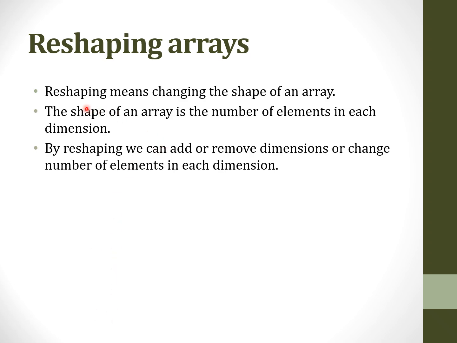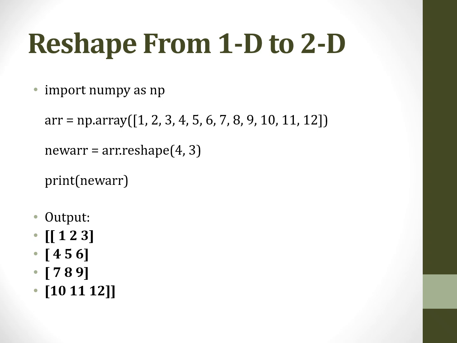So reshaping means we can change the shape of the array. The shape of the array is the number of elements in each dimension. So by means of reshaping, we can add or remove dimensions or change the number of elements in each dimension. If we want to reshape a one-dimensional array into a two-dimensional array, we can see an example here. This is a one-dimensional array, and if we want to reshape it to a new array, which is two-dimensional with 4 rows and 3 columns, we can do it.